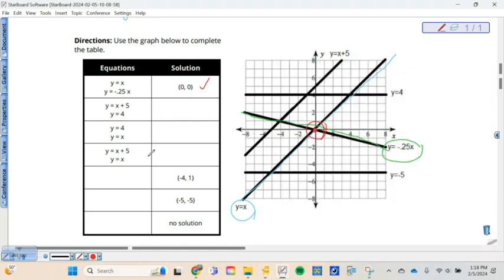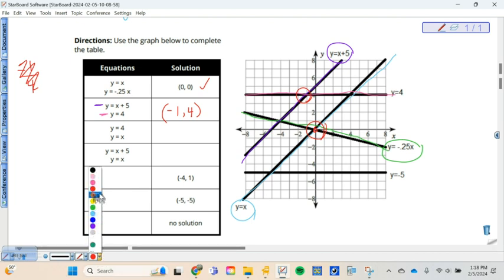All right. I've got y equals x plus 5. That is up here, this line. And y equals 4, which is right here. Where did those two lines intersect? Where do they intersect? Negative 1, 4. Not negative 1 over 4. That's a fraction. No. Negative 1, 4. Choose a comma in between, parentheses around it.